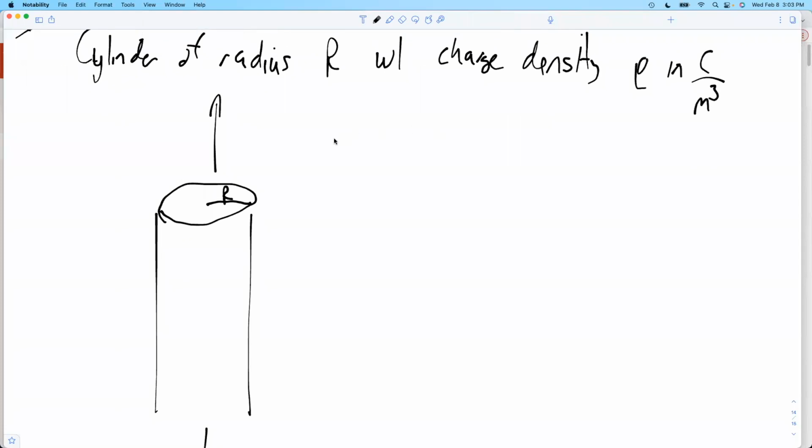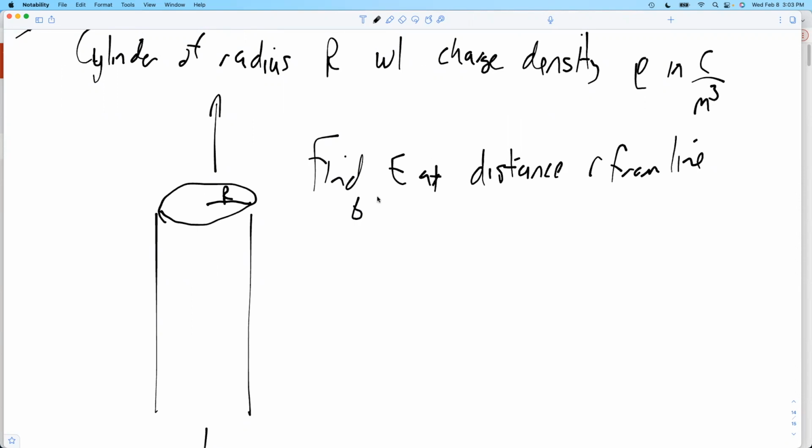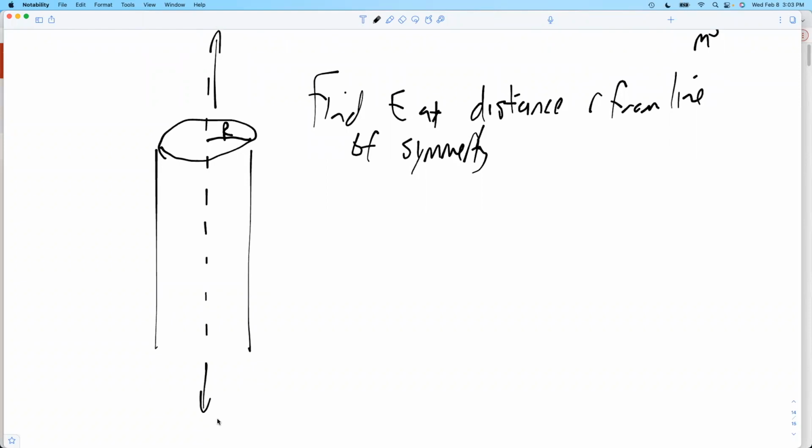Okay, and we're going to find E at a distance r from the line of symmetry, which is obviously right through here. Now we have to do this in two parts. We have to do part one inside, r is less than capital R.